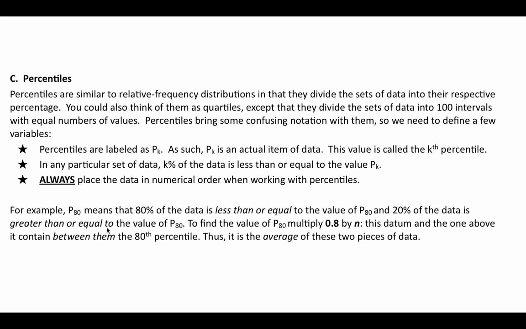Again, here's a little example down here that you can read through. P80 means that 80% of the data is less than or equal to the value of P80. 20% is greater than or equal. Now, notice, and this is where it gets interesting: how can you have a data point where 80% is less than or equal and 20% is greater than or equal?